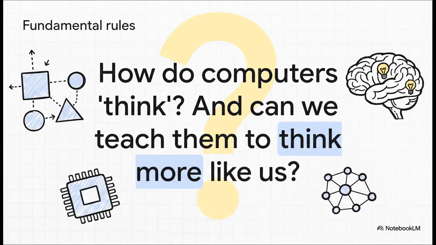So this whole thing really boils down to two huge questions. First, how do computers actually think? Like, what are the fundamental rules they're playing by? And second, and maybe this is the bigger question, can we get them to think a little more like us? You know, with that kind of gray area, that intuition, instead of just rigid black and white logic.